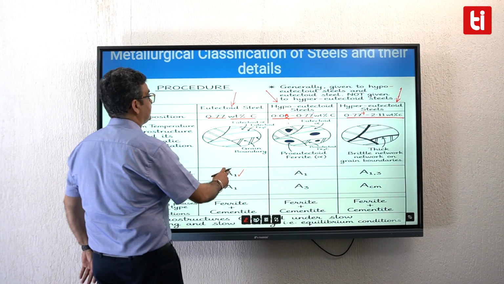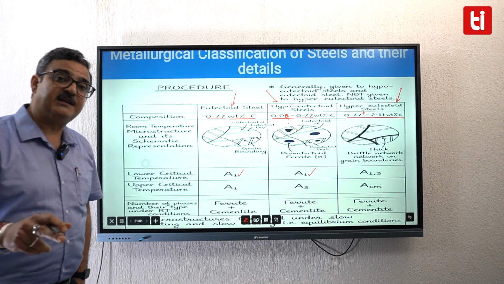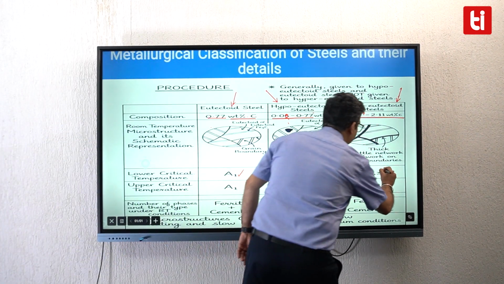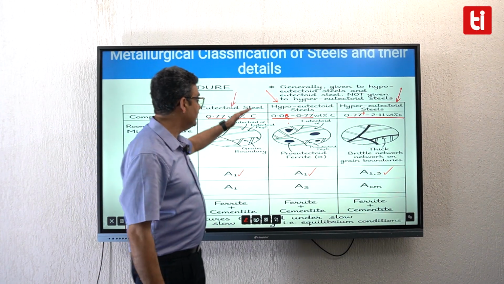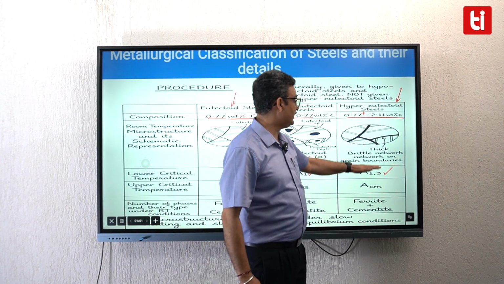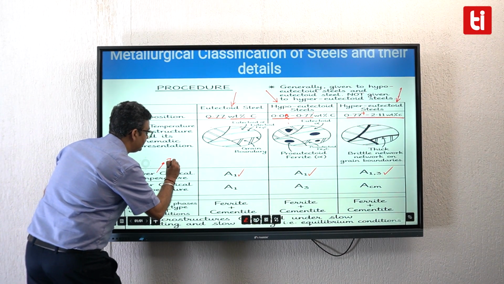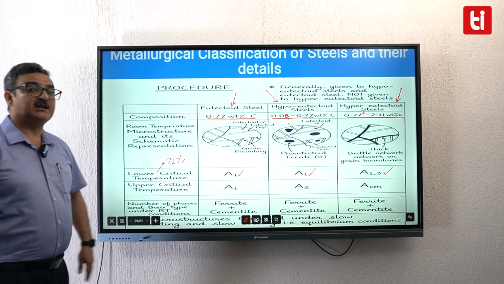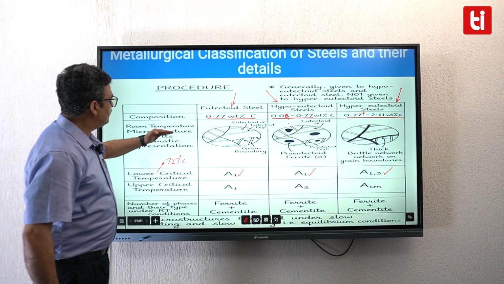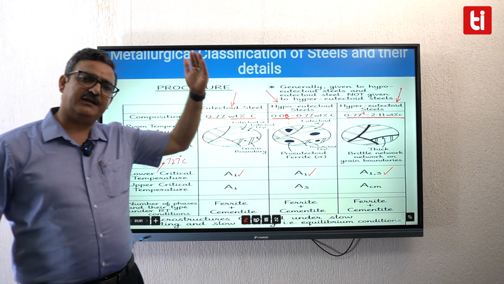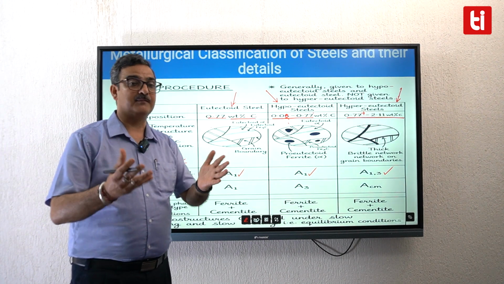What is the lower critical temperature for hypoeutectoid steels? Same, A1. What is it designated as for hypereutectoid steels? A1. And if you remember, for each of these categories, eutectoid steel, hypoeutectoid steels, hypereutectoid steels, under equilibrium heating conditions, the lower critical temperature is 727 degrees centigrade. But if you heat at a faster rate, this will depart from here and it will be at 740 or 780 or 800 or 900, depending upon what type of non-equilibrium heating rates you have adopted.